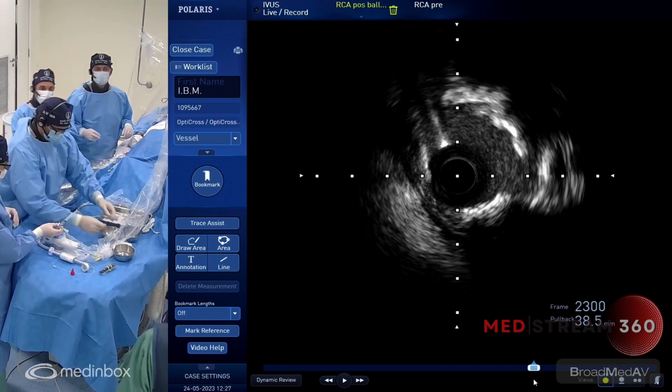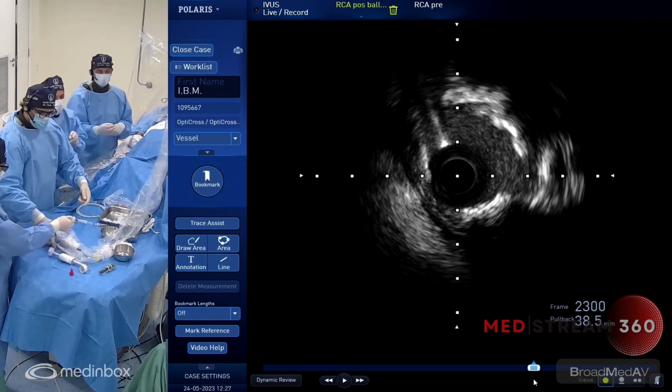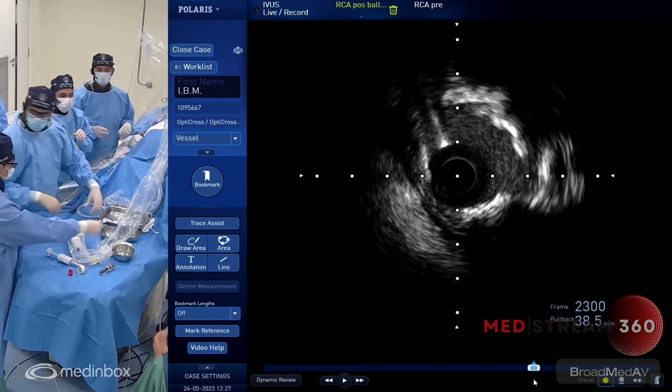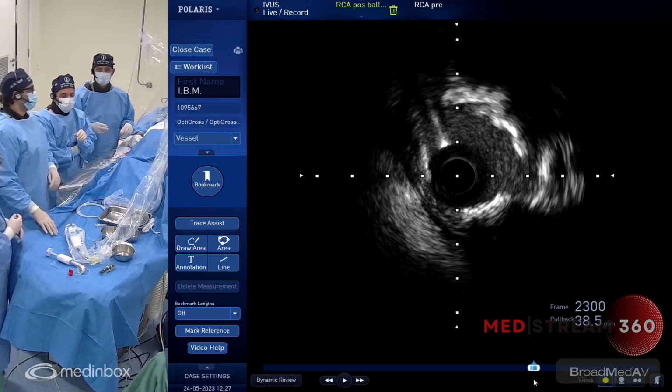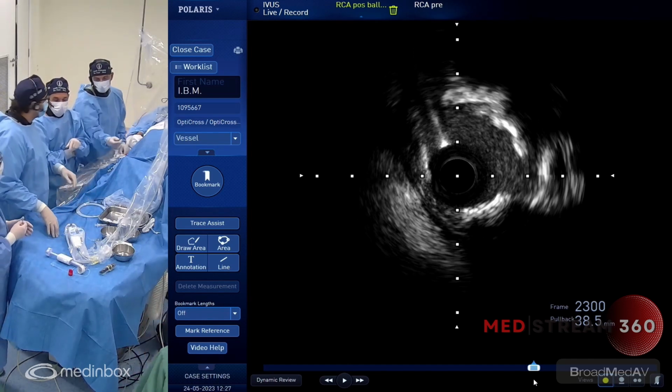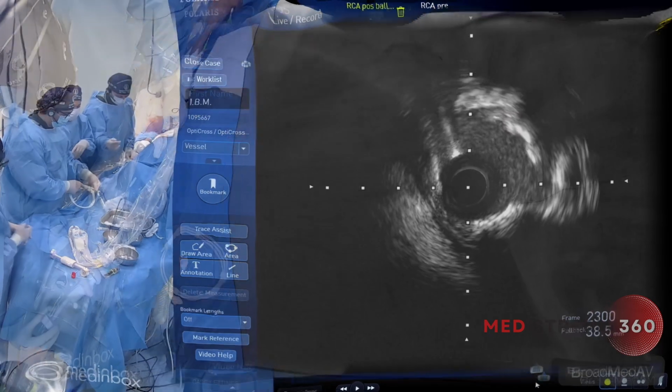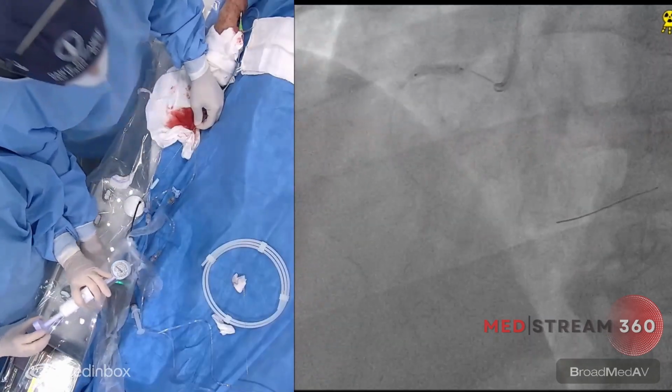And what I see here is also some nodules of calcium, and we don't see a good fragmentation, a cracking of the vessel. We do see some dissections, but not a cracking of the vessel. So this is a good indication for intravascular lithotripsy, right? Absolutely. So what are you doing, Rodolfo, now?